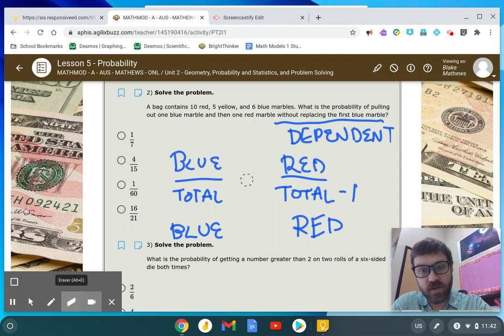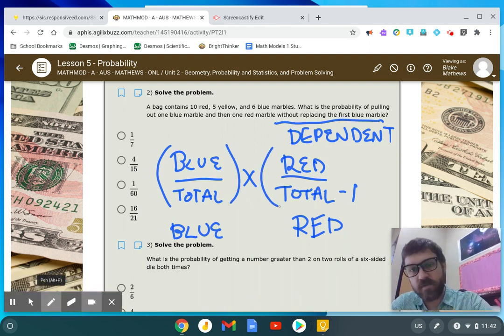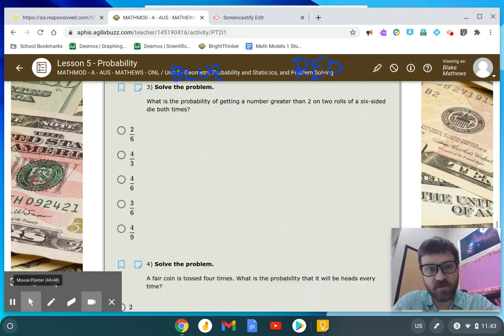And I drew a plus sign here when it shouldn't have been a plus sign. It should be multiplication. You multiply the fraction of the reds times the fraction of the blues. I'm not going to do all these for you because I think you can get these.